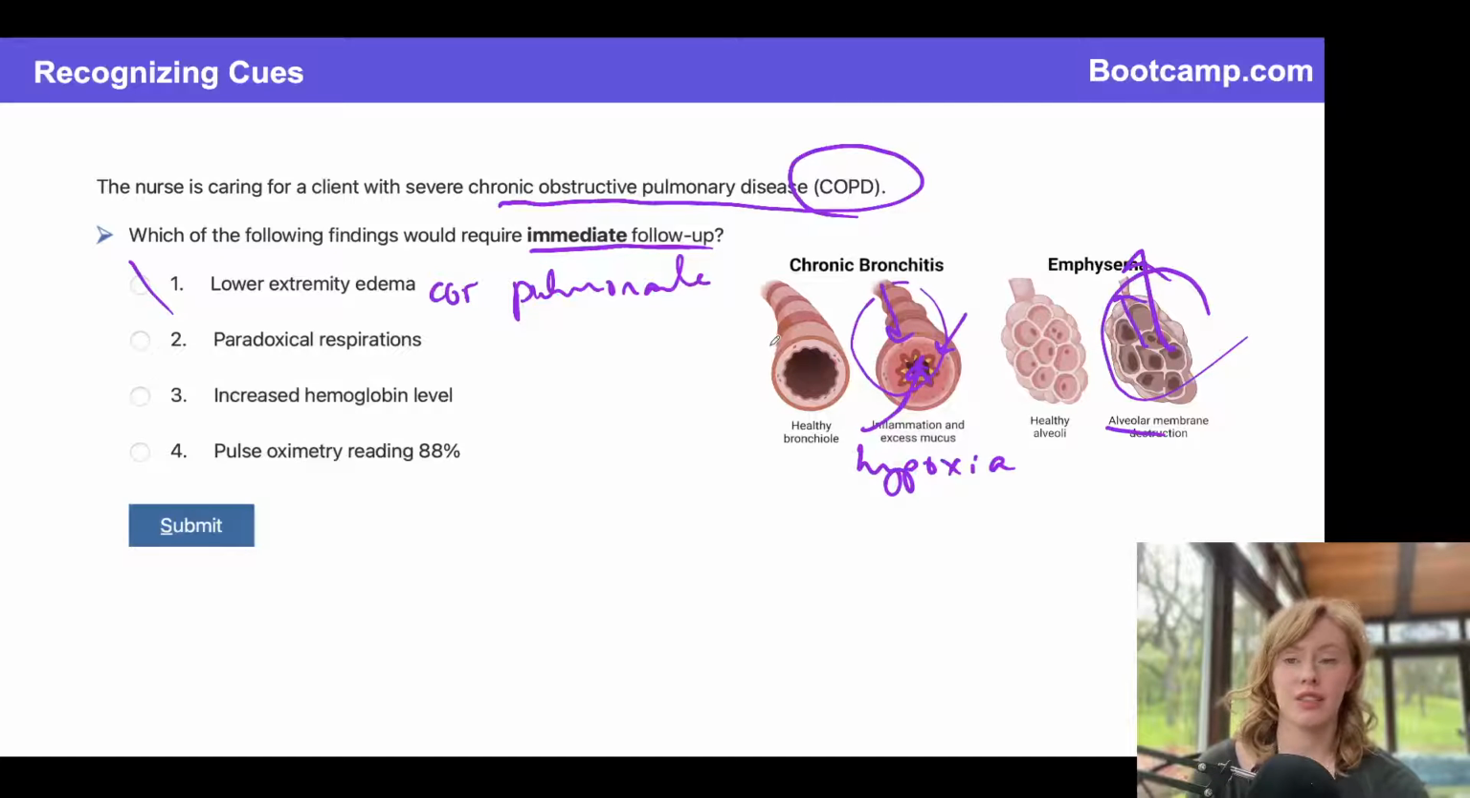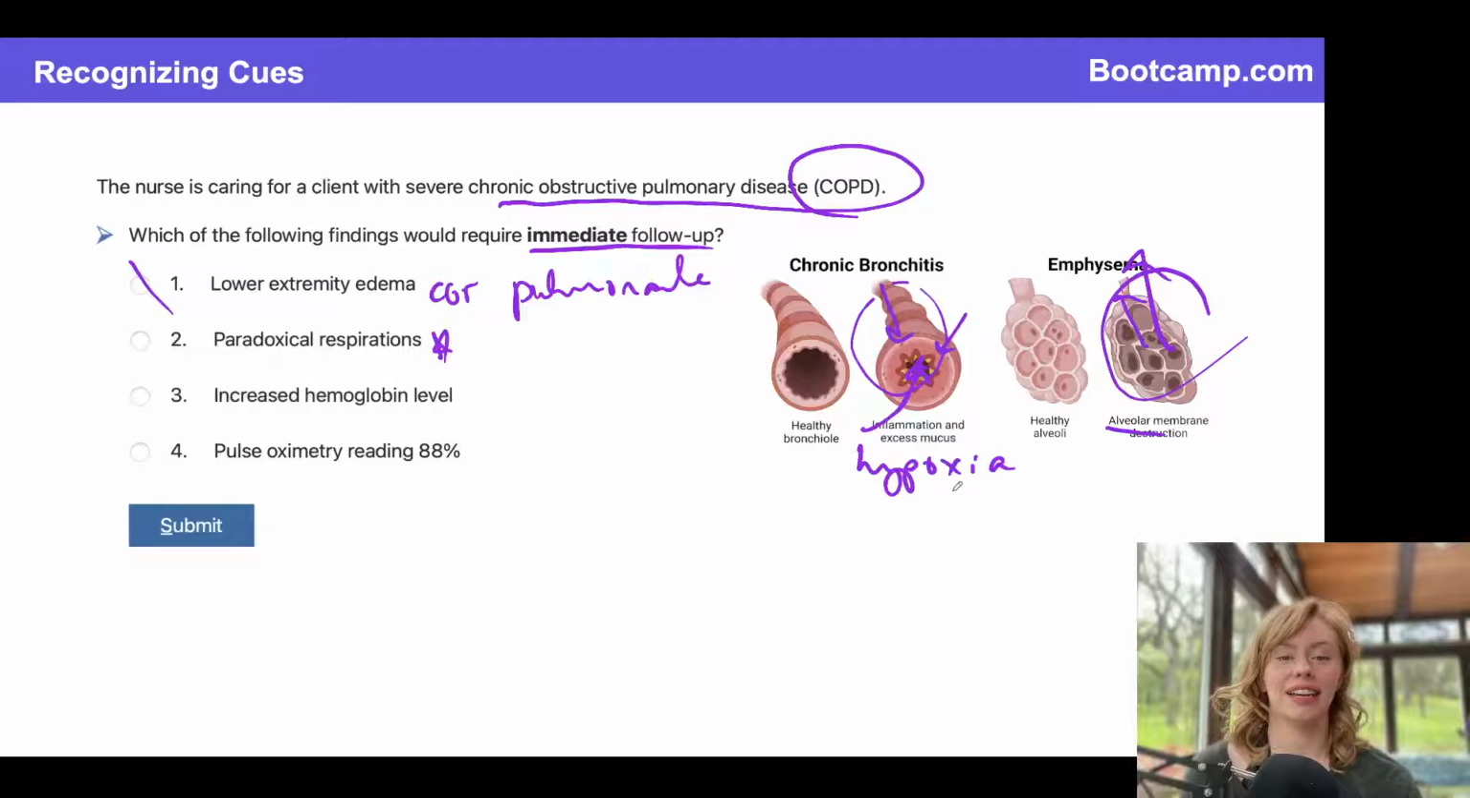But if you ever see paradoxical respirations on the NCLEX, I want you to think of that as a warning sign. This is a danger signal that the patient has got increased work of breathing and they are working way too hard to breathe. So I never want you guys to ignore this. I'm not going to ignore it here, and I'm pretty sure this is our right answer, but let's consider our other options as well. So, okay, an increased hemoglobin level. Do you guys remember why this happens in COPD?